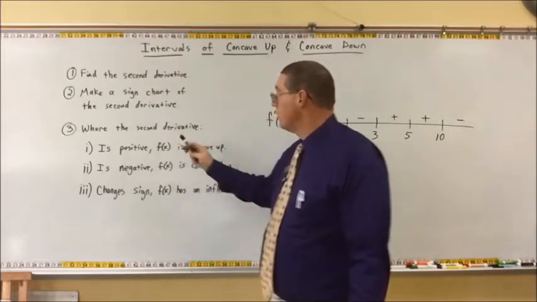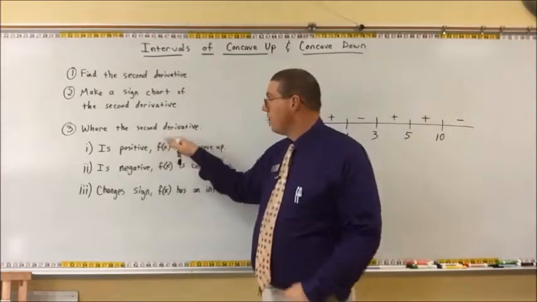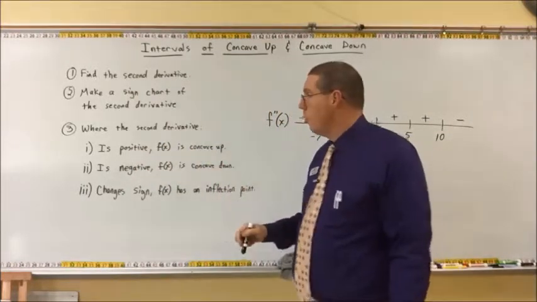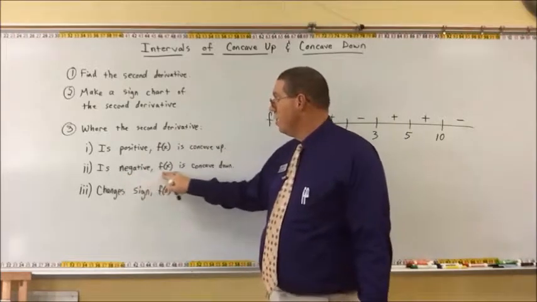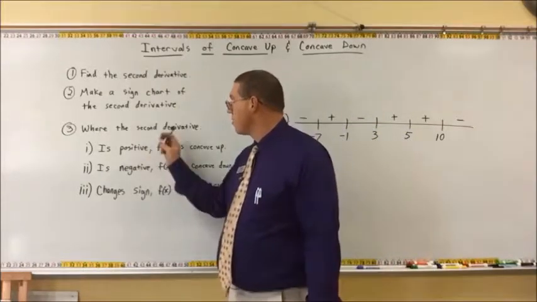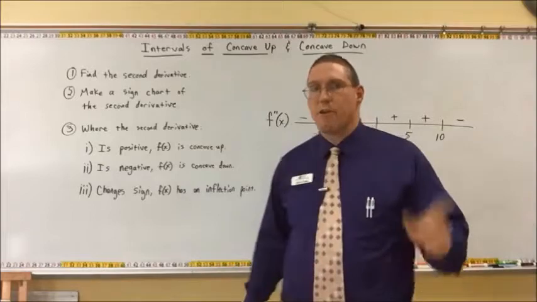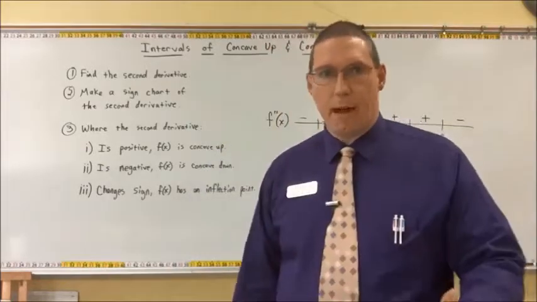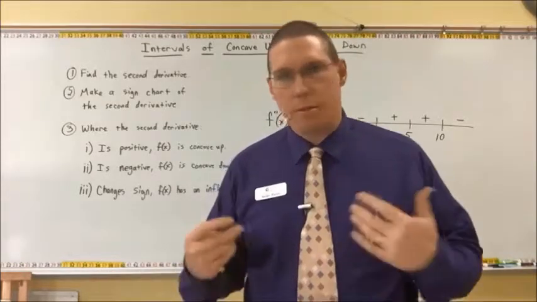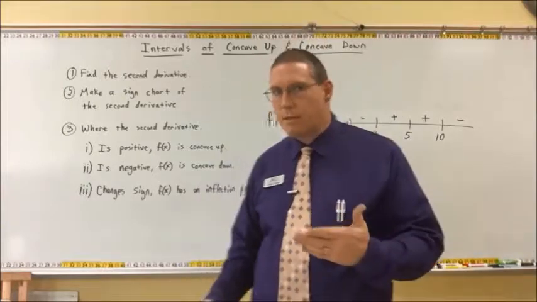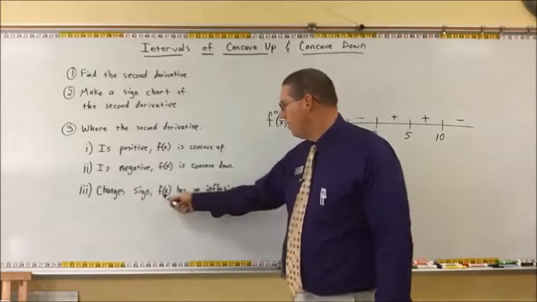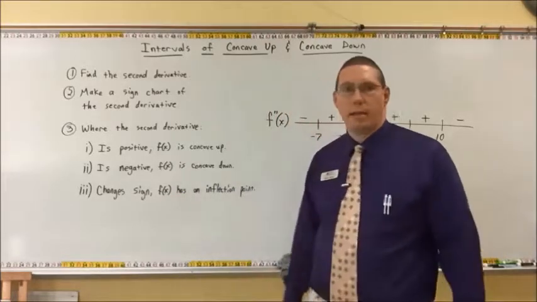Then, wherever the second derivative, so you're looking at the sign chart, wherever the second derivative is positive, then the original function f of x is concave up. Wherever the second derivative is negative, the original function f of x is concave down. And then lastly, wherever the second derivative changes sign, it has to go from positive to negative or from negative to positive. It can't go from negative to negative, and it can't go from positive to positive. If that happens, there's no inflection point. So only the places where the second derivative goes from positive to negative or negative to positive, the original function f of x has an inflection point.